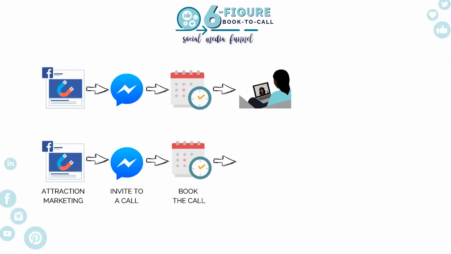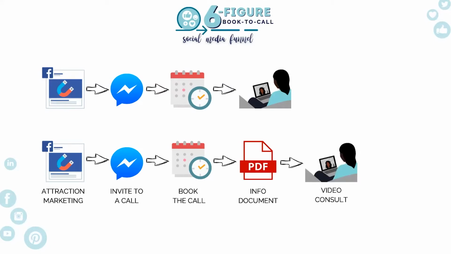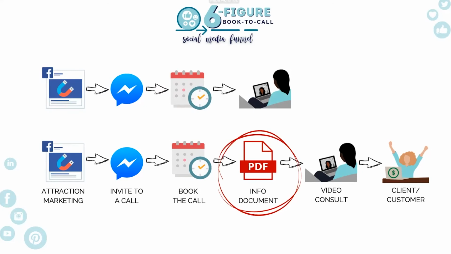Okay, so it starts the same. You share content on social media. It may or may not involve some sort of DM messaging back and forth where you invite them to a call. And then it's just one tiny change. Instead of going right to the call, you send them an info document, right? Nothing crazy, just one simple document that you ask them to review before your phone call. And it dramatically increases your conversions of how many clients or customers you get in those phone calls, right? So the magic to the 6-figure book to call funnel is this info document.